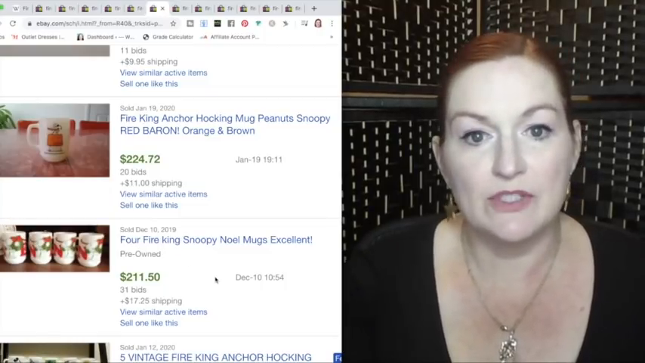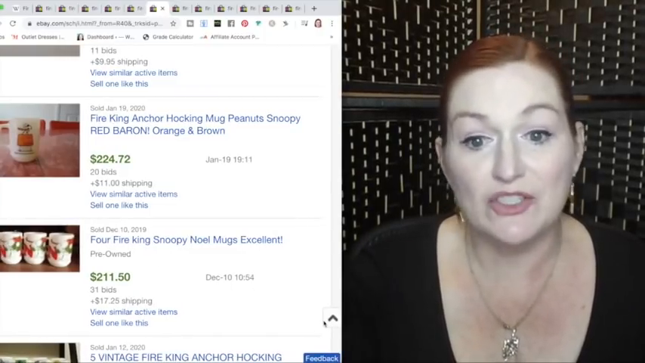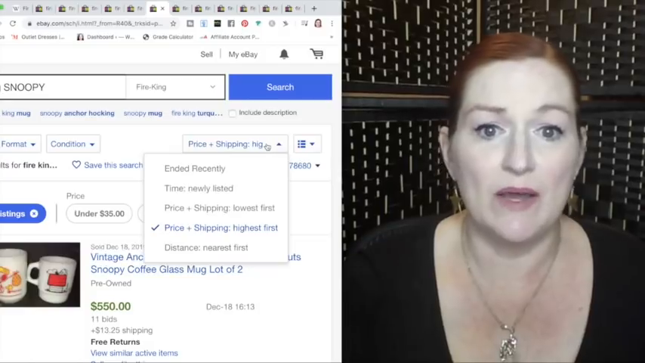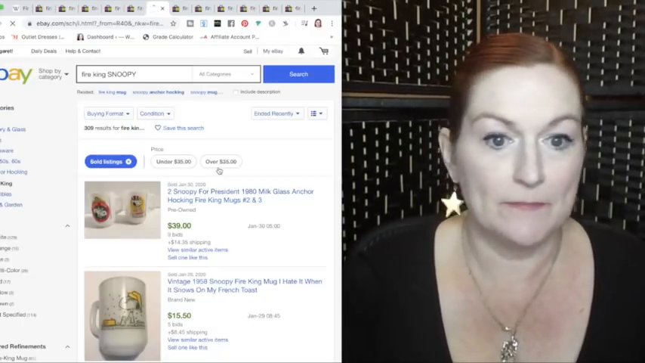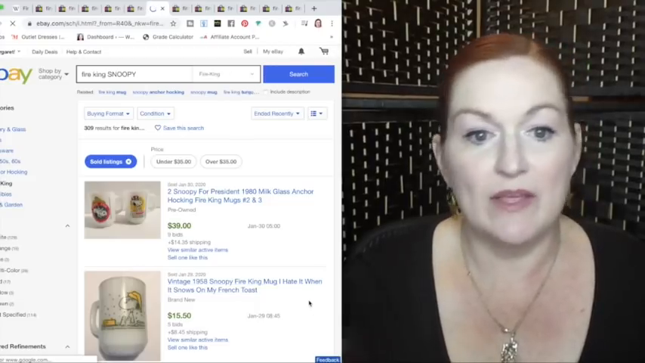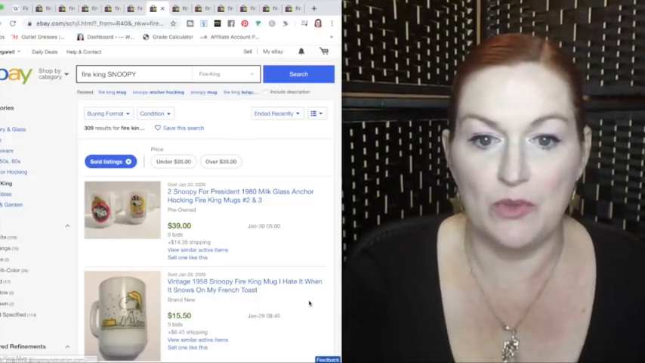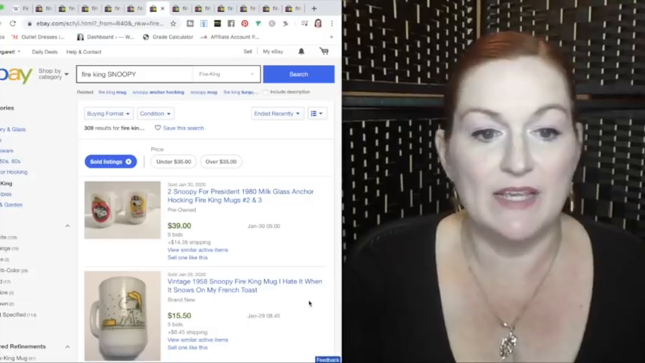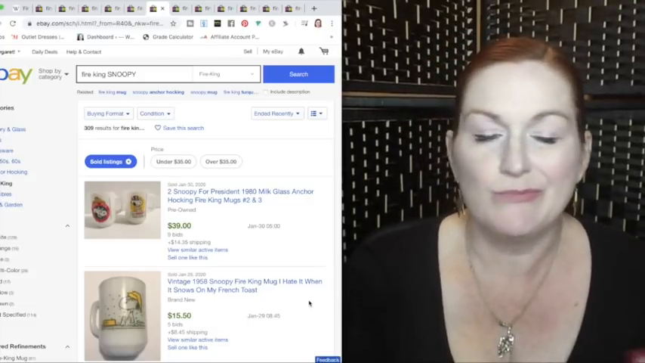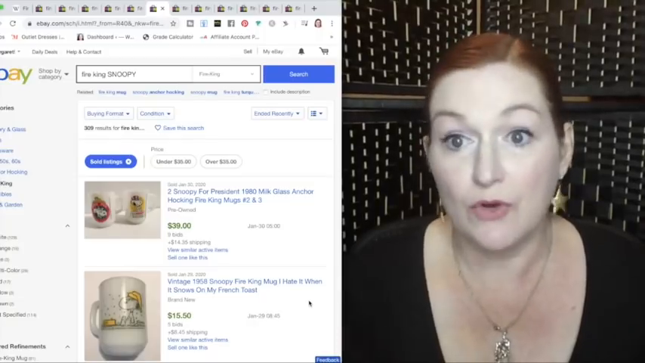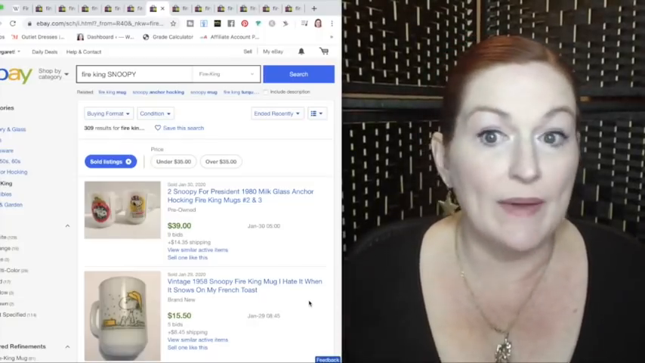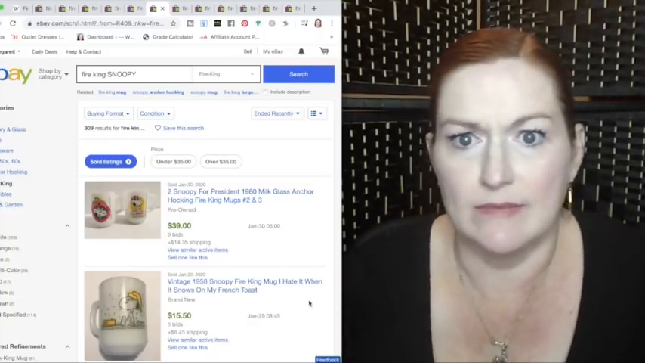There are some Snoopy ones that don't sell for as much, but pretty much if you find a Snoopy one, it's going to do okay. So let's search by ended recently. So here's a couple that sold for $40. Here's a Snoopy one that sold for $15.50. Again, they did it on auction. I don't generally, unless it's like this one that's probably going to go for close to $300, I might go ahead and just list it for $300.